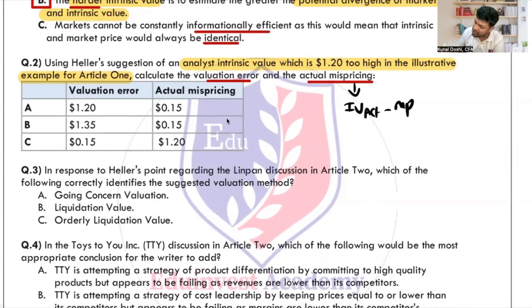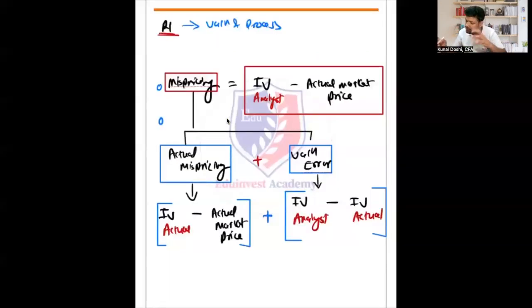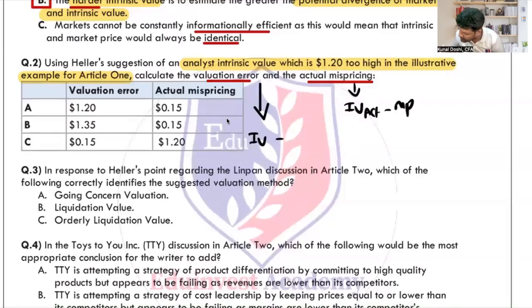The actual mispricing is the difference between intrinsic value actual and the current market price. And the valuation error is because of the error committed by the analyst. So it's the difference between the intrinsic value that the analyst thinks and the intrinsic value that is actual, right? So it's a difference between two intrinsic values.